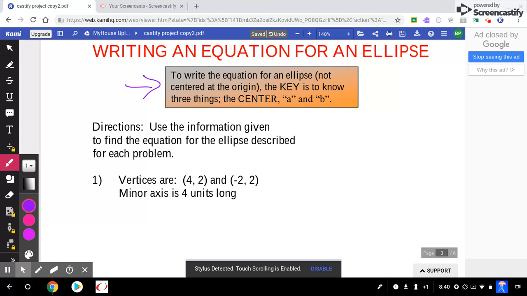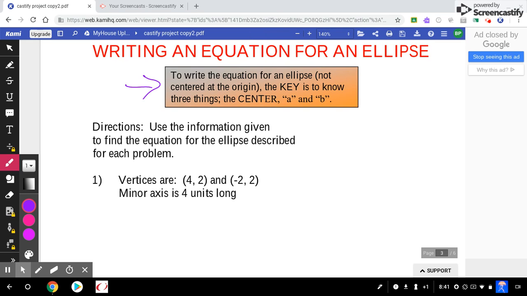Well, hey, we need A. A is going to be the measure of the distance along the major axis, vertex to center to vertex. And B is the minor axis, talking about the co-vertices to get to that. So looking at this first problem here, vertices are 4 comma 2, negative 2 comma 2. We got a minor axis that's 4 units long.